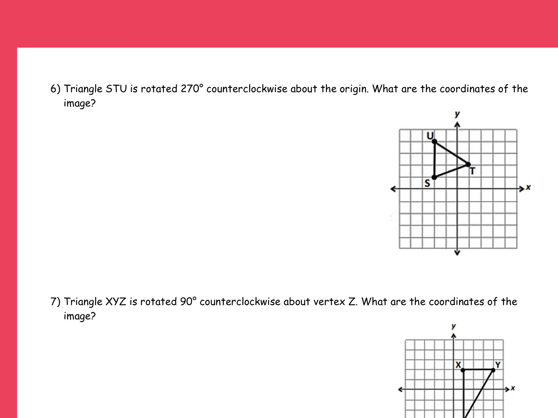90. So if I'm going 270 counterclockwise, I'm actually going to go 90 degrees clockwise, right? 270 degrees this way, or, easier, 90 degrees this way. Which one's easier to figure out? 90 degrees this way, because I have a formula for it. So much easier. What is the formula for 90 degrees clockwise? X, Y becomes what?